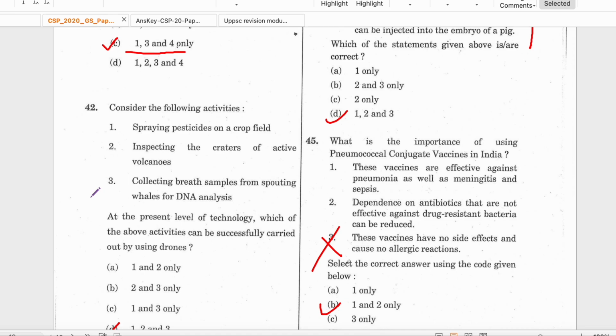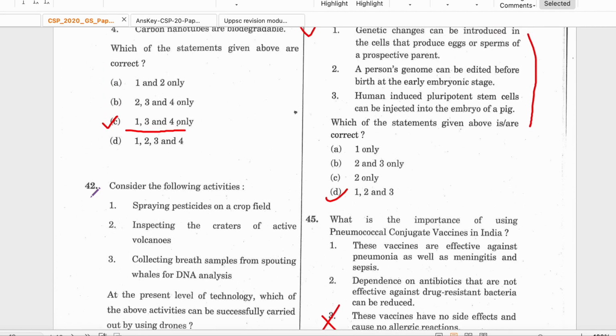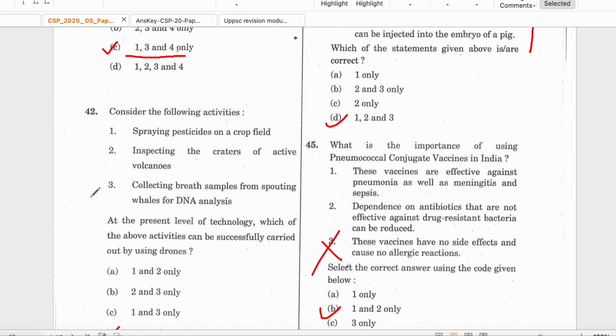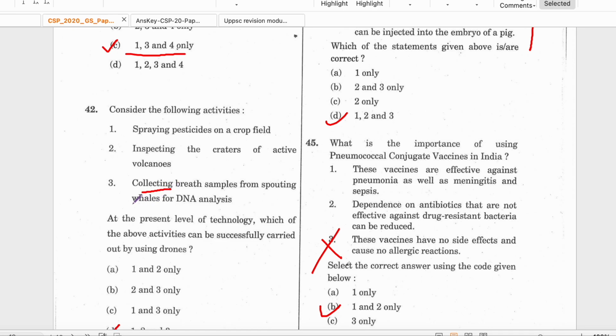Now, statement 3 became a controversial statement. Some thought it to be very lofty, but this is something which is possible. Taking samples for DNA analysis is possible with a drone. So this is not as lofty, but the dramatic thing was that they made it so peculiar and specific that most of the students thought it to be wrong.